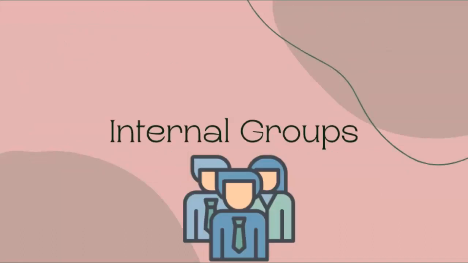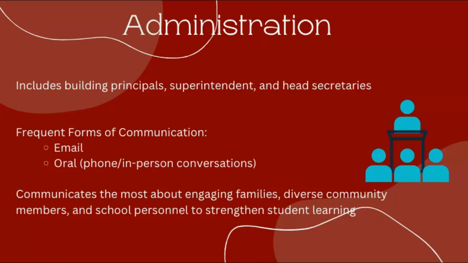So going a little more in depth into our internal groups. Administration includes building principals, the superintendent, and head secretaries. The most frequent forms of communication that these individuals engage in include email and oral, which is phone or in-person conversations. This group communicates the most about engaging families, diverse community members, and school personnel to strengthen student learning.